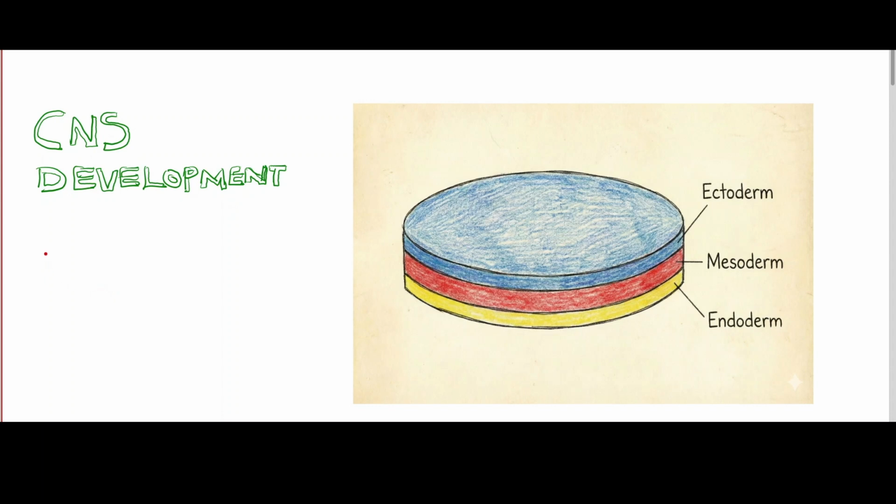Okay, so after fertilization and early development, the embryo becomes the trilaminar germ disc. So basically here we have my trilaminar germ disc, consisting of the ectoderm, the mesoderm, and the endoderm.